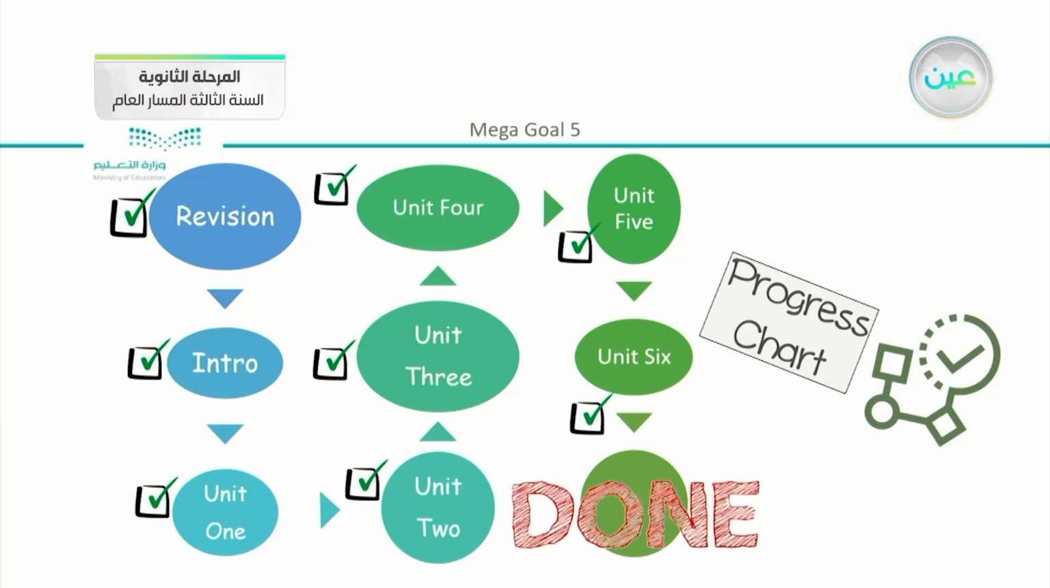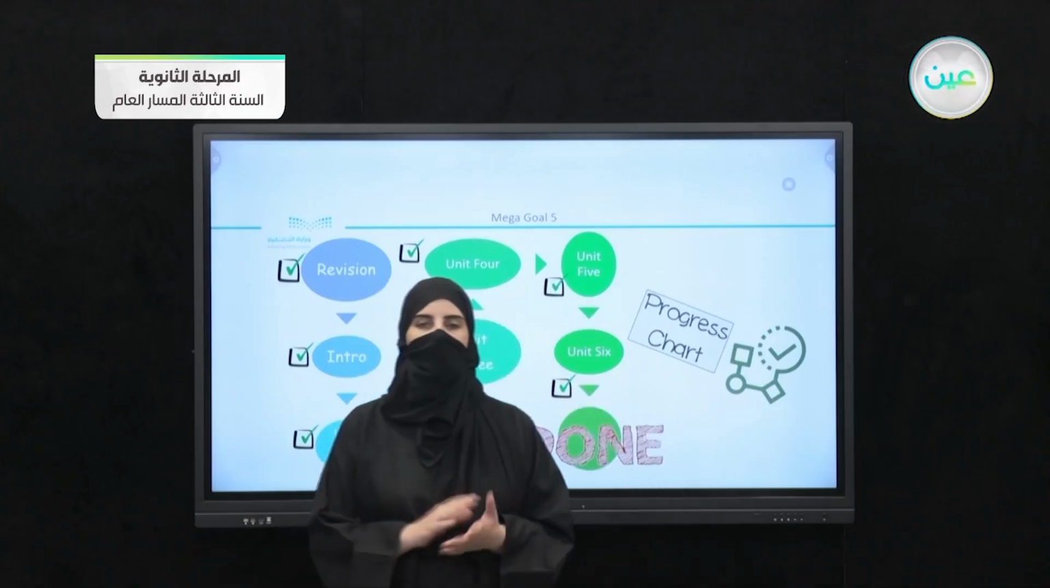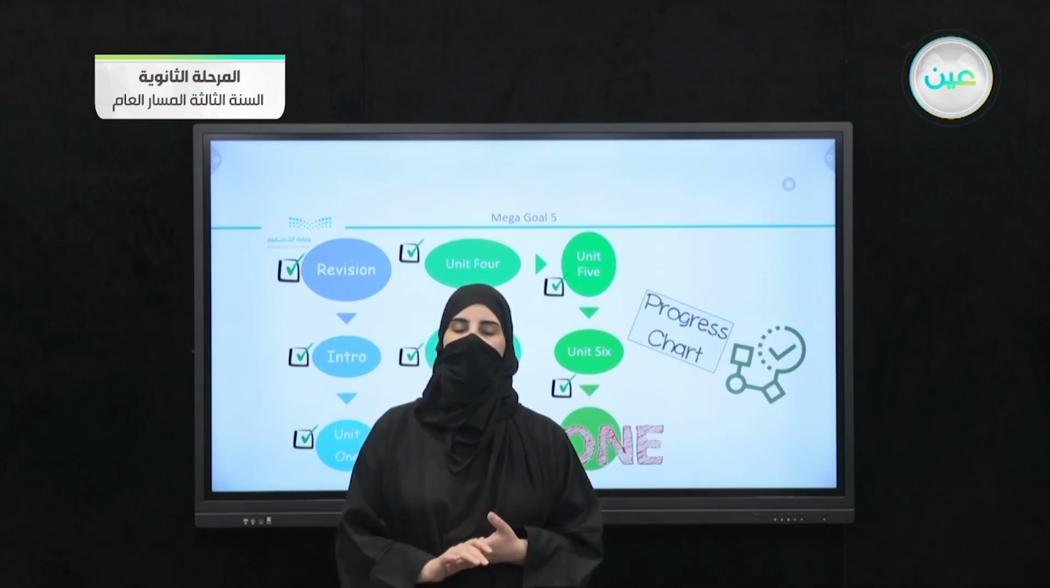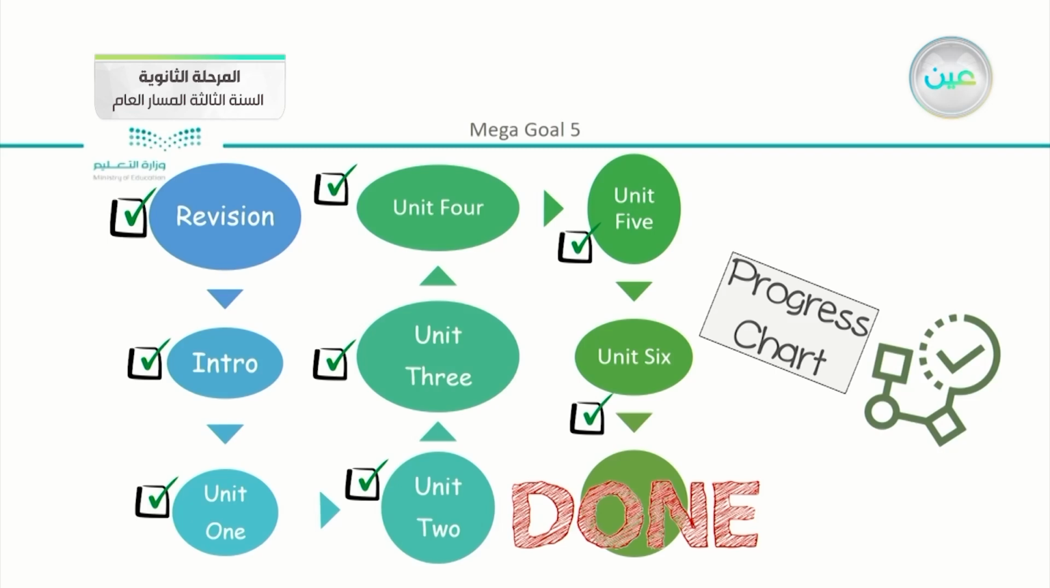So we have done the work and the studying that we have in the other units. We have completed our book, the syllabus, which is English 5. So we have completed our book, as you have seen.